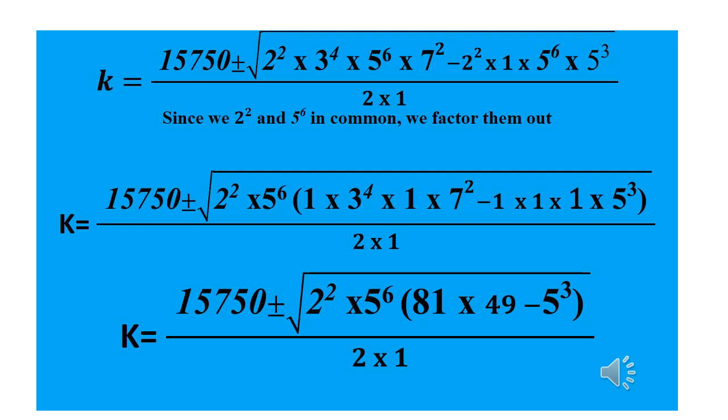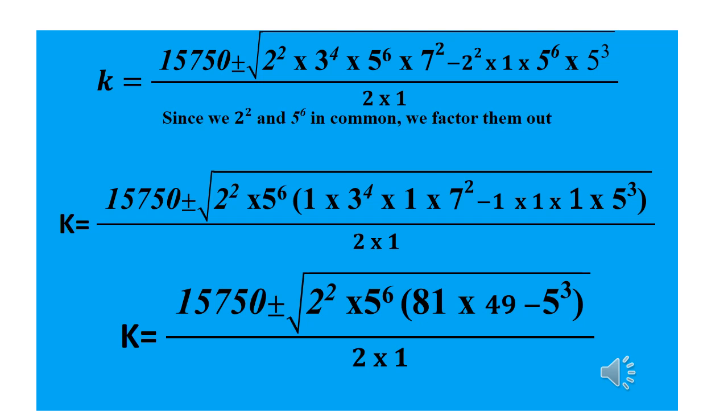So we now have 2 squared times 5 raised to the power 6 into bracket 1 times 3 raised to the power 4 times 1 again, because 5 raised to the power 6 and 5 raised to the power 6 is 1. Then times 7 raised to the power 2 minus 1 times 1, that is 2 raised to the power 2 and 2 raised to the power 2 is 1. Then times 1 again, 5 raised to the power 6 and 5 raised to the power 6 is 1. Then times 5 raised to the power 3 all over 2 times 1.